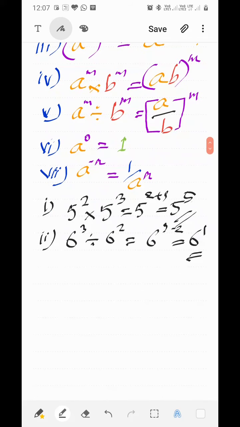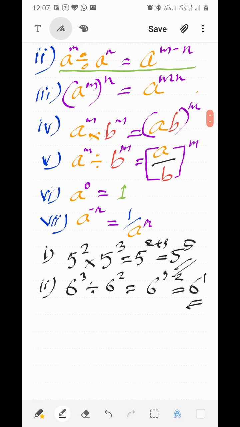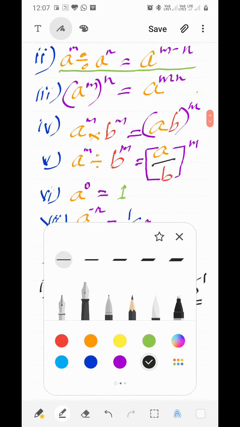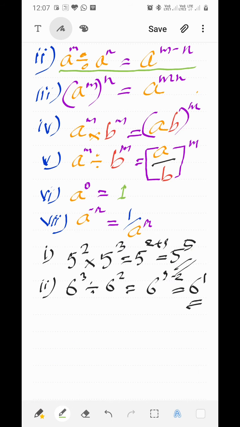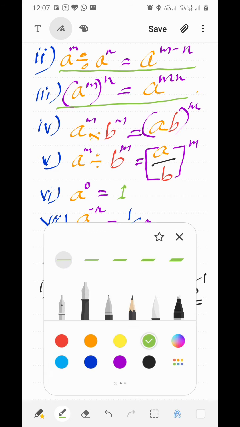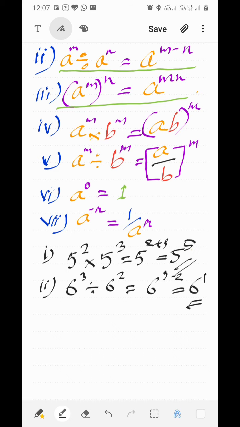Now we move to the third one. What is the third one? A raised to m all raised to n is equal to a raised to mn. So that is called power of a power. Power of a power.